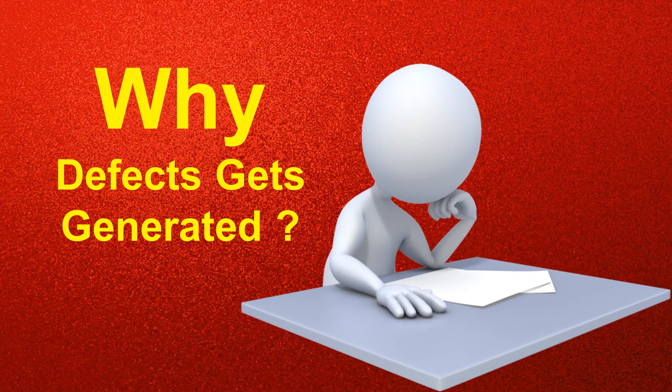Now the big question is why defects get generated. What is the reason due to which the process gets deviated and starts producing defective parts? The reason for this is variation. Yes, process variation. This is what causes the process to behave differently than what it is supposed to do, and the end product is not as per specification. Let's understand the variation concept in detail.